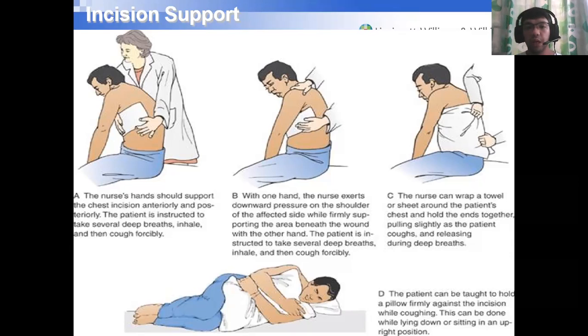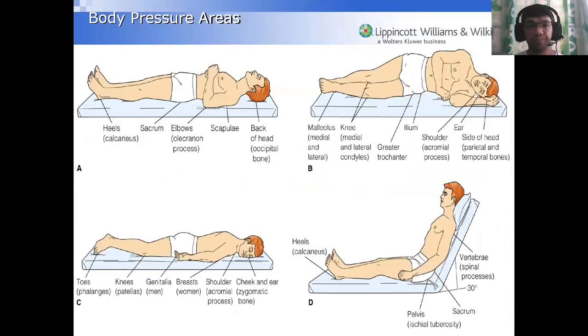And in order to guard their incision site, the patient can be taught to hold a pillow firmly against the incision while coughing. This can also be done while lying down or sitting in an upright position. So if the patient wants to cough, they can hold the pillow over that incision site to protect it because it can open up if the patient is coughing. So they need to protect their incision site by holding a pillow over it.